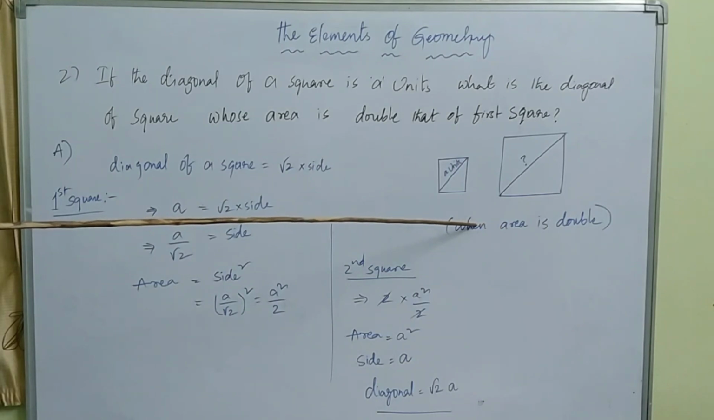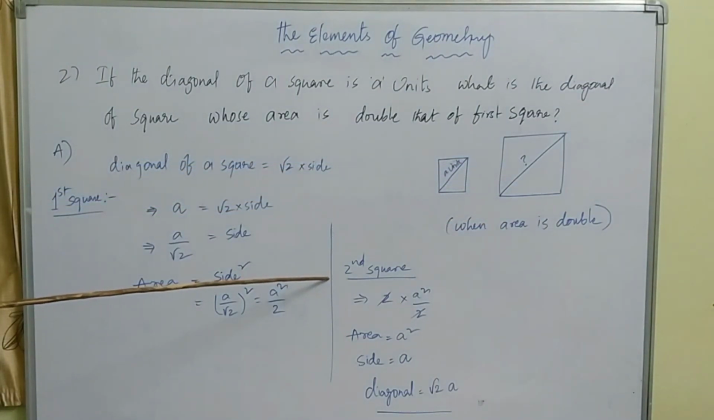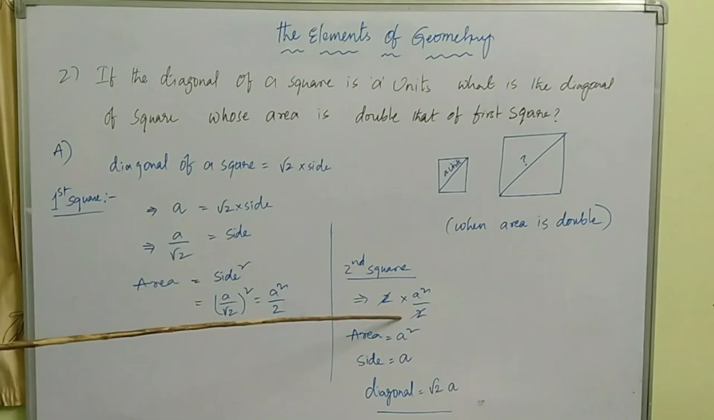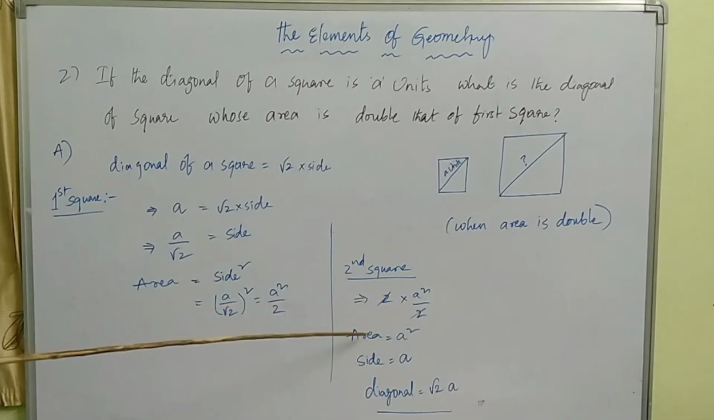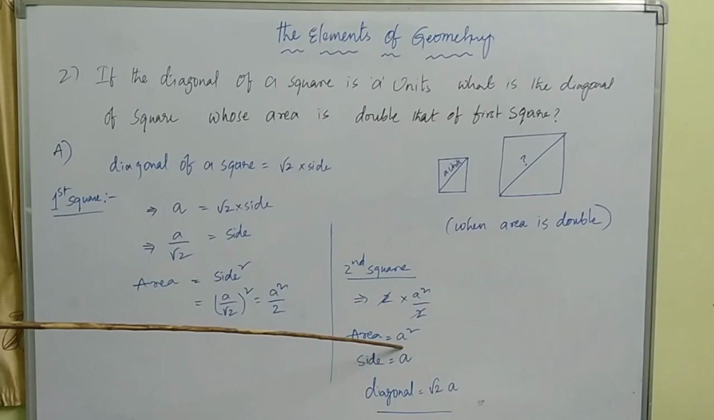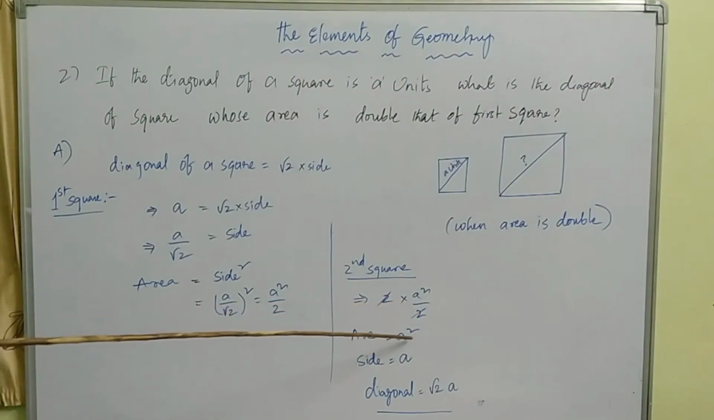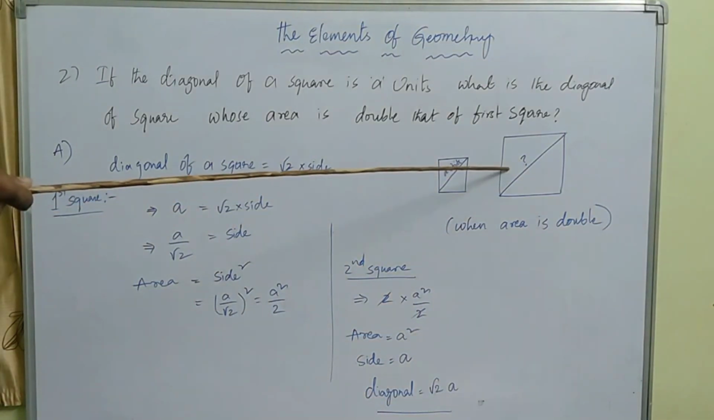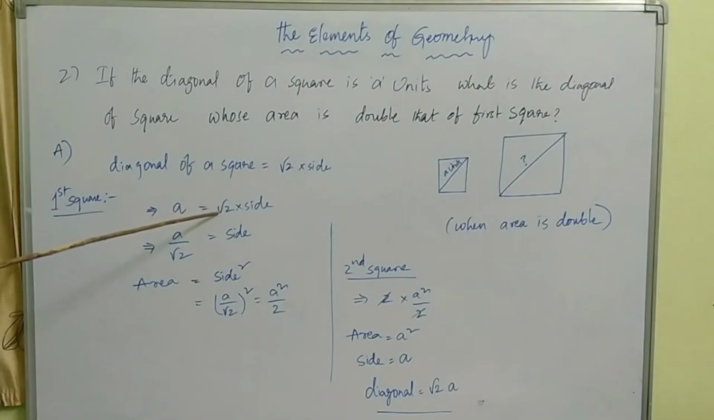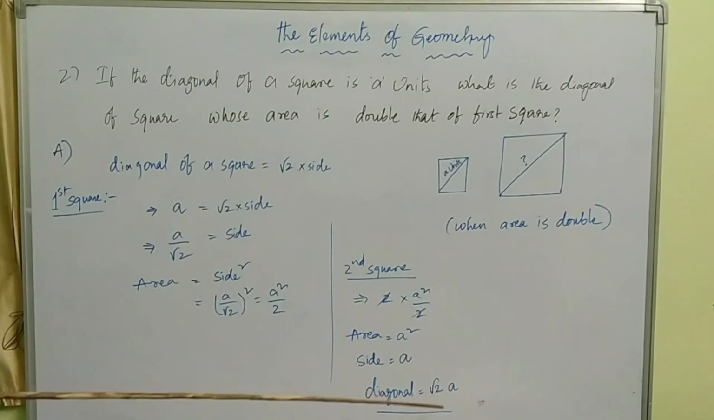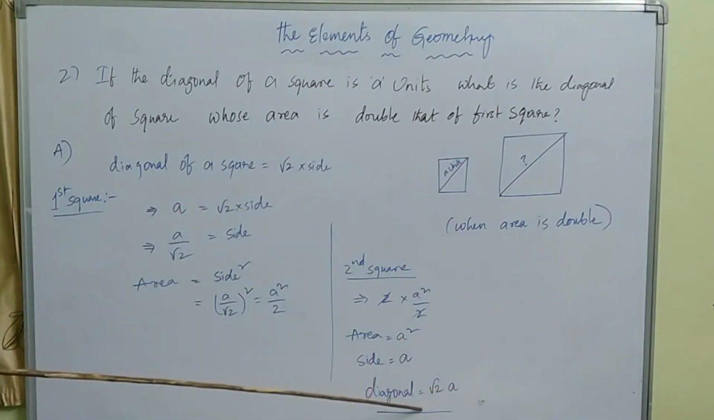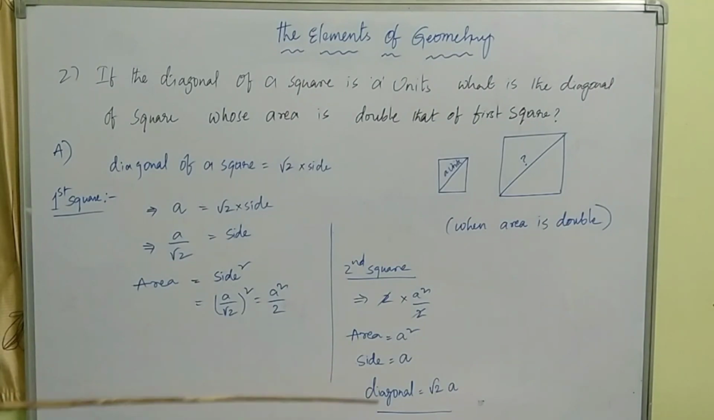When the area is double in the second square, area of second square is equal to 2 into area of first square, which is A square by 2. 2 cancel. So area of second square is A square. So A square means side is A. So diagonal of second square is root 2 into side. Here side is A. So result is root 2 into A. Diagonal of second square is root 2 into A. This is the final result.